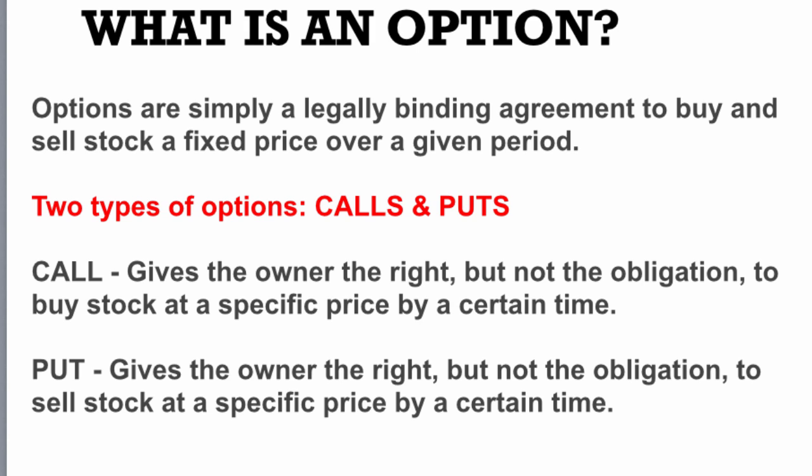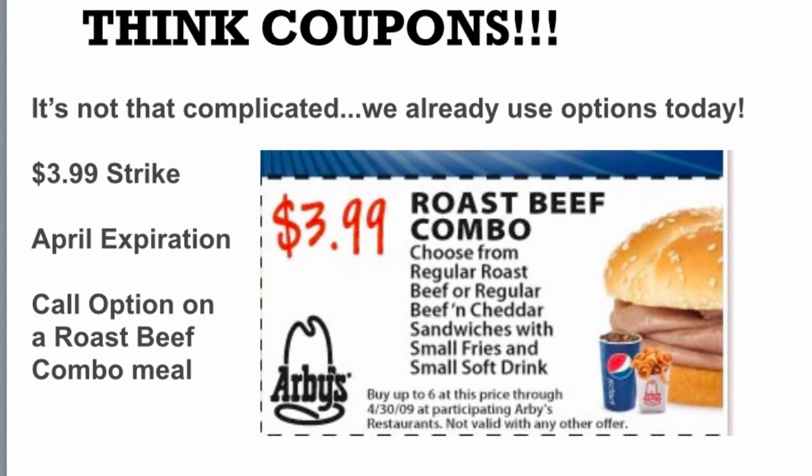Now with put options, it's a little bit different. This gives the owner of the put the right, but not the obligation, to sell stock at a specific price by a certain time. So I can actually enter into a put agreement and have the choice to sell stock at a certain price if it hits that price or goes through it, and have the choice to execute or engage that contract with the person that I had bought that from.